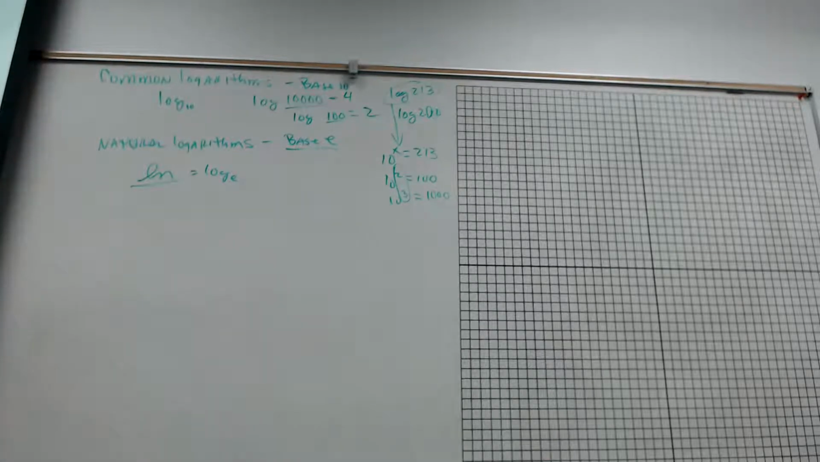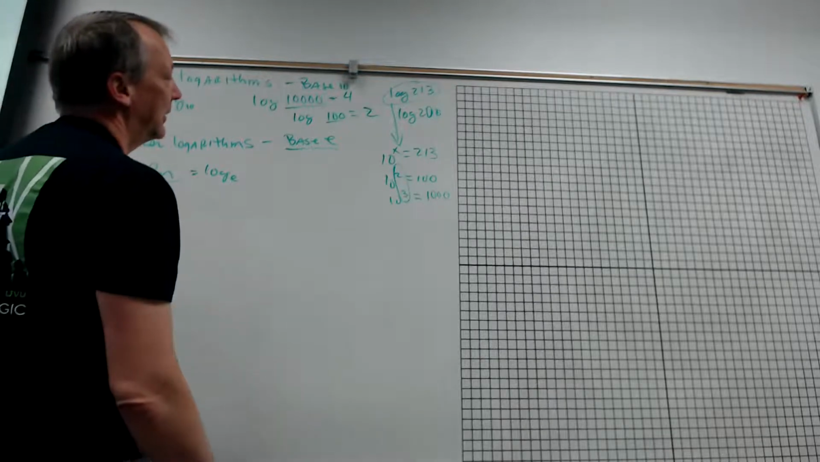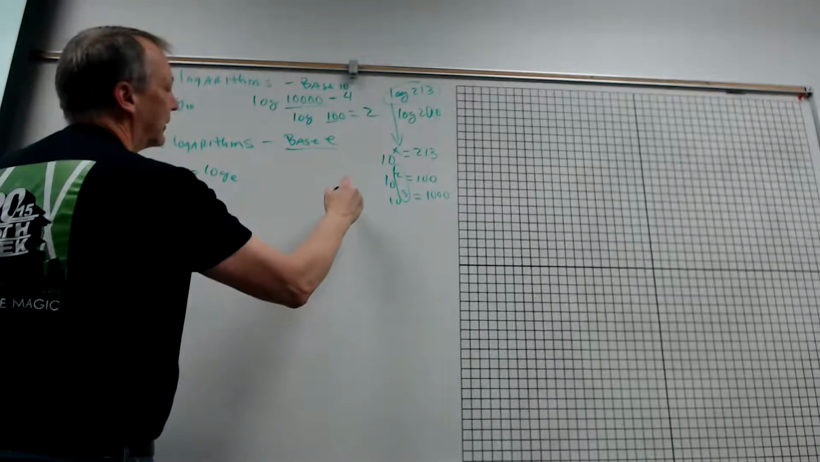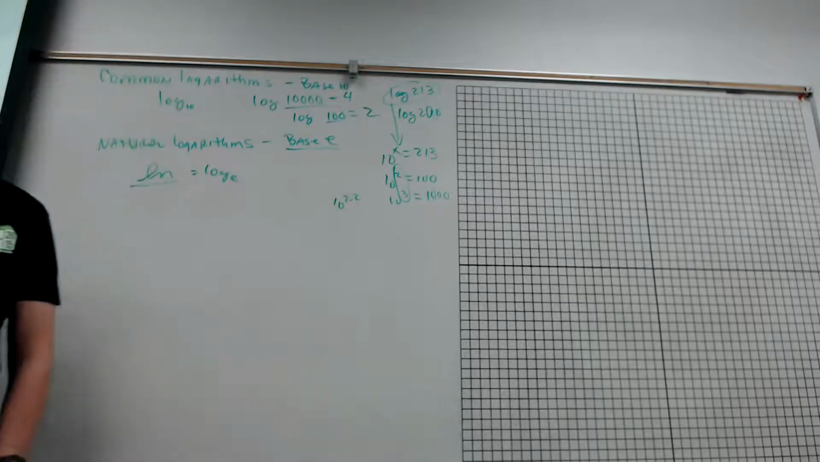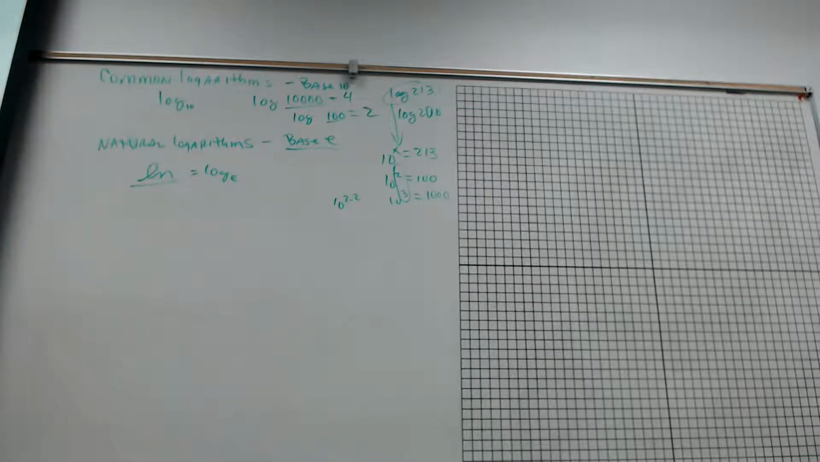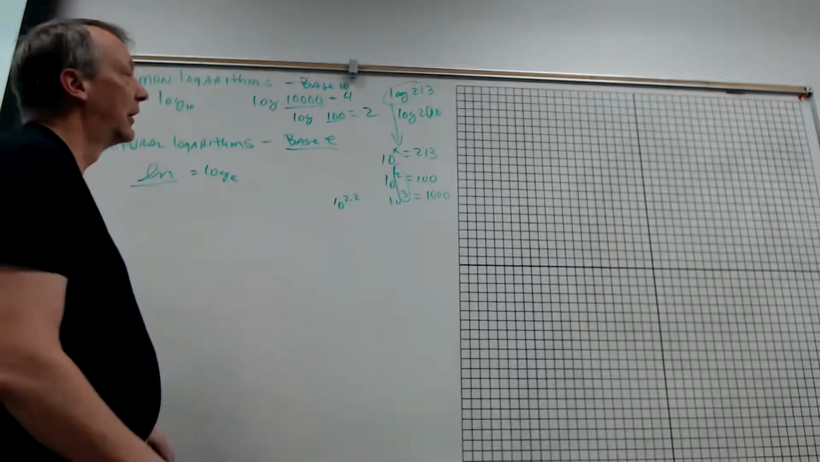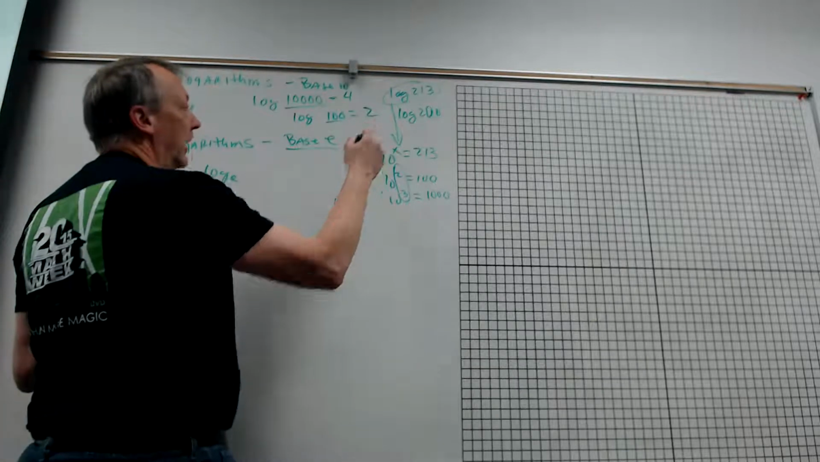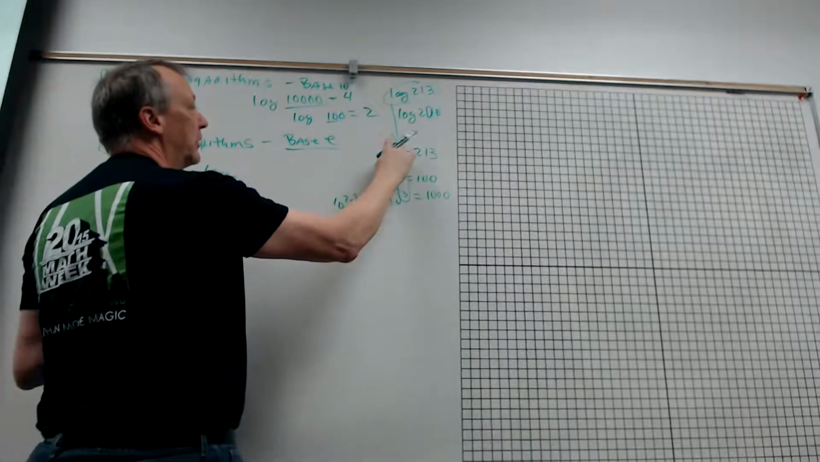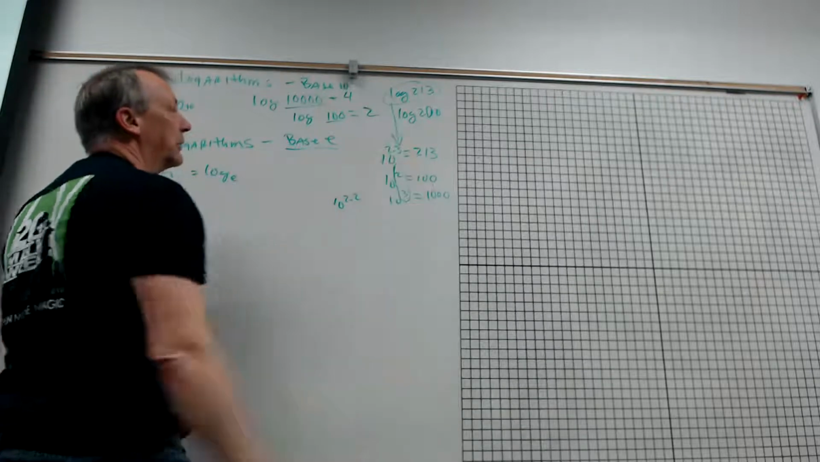So, if you can guess, my guess would be 10 to the 2.2 power. Anybody got a calculator? Tell me what that is. Let's see how good a guess that was. It's 2.3-ish. So you could rewrite this as 10 to the 2.3 power equals 213.